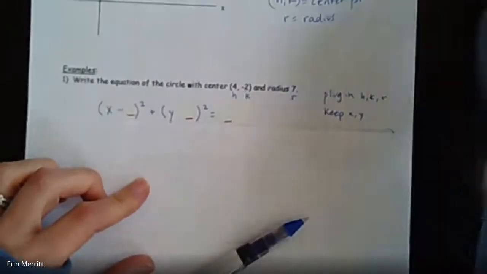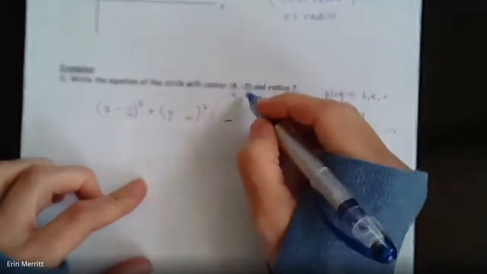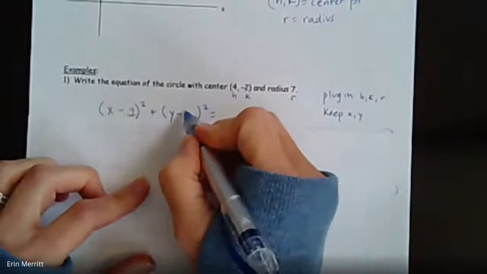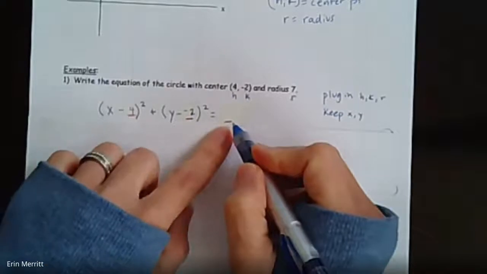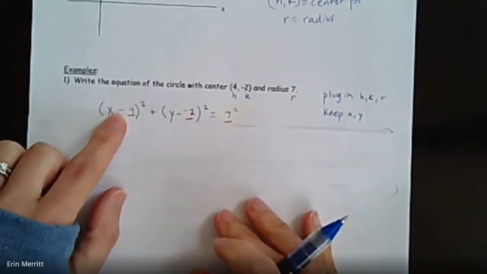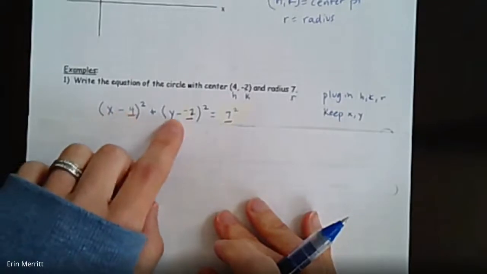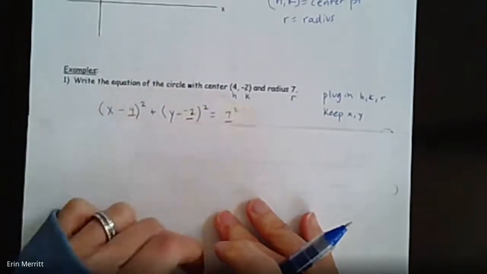All right, so let's do it. So the h is the 4, so I'm just going to put 4 into the first parenthesis. K is -2, so it's going to be minus a -2 here. And then down here, the radius is 7, so it's going to be 7 squared. So x minus h plus y minus k, both parts squared, and then equals r squared.